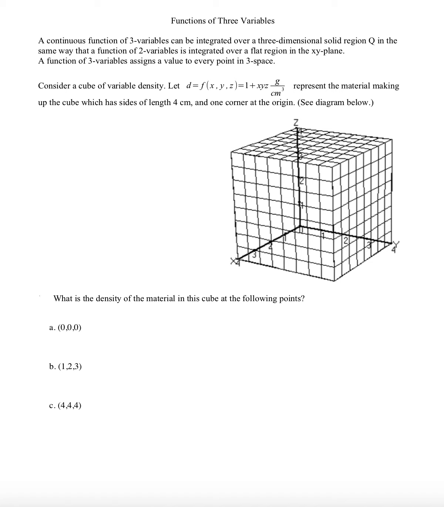So at the origin, in order for us to find the density, we want to plug it into the formula. So here we'll have d equals f of 0, 0, 0, and it'll be 1 plus 0 times 0 times 0. It's 1 gram per cubic centimeter at that point.